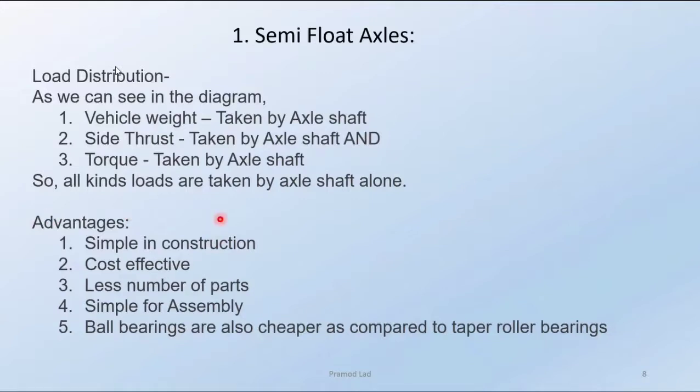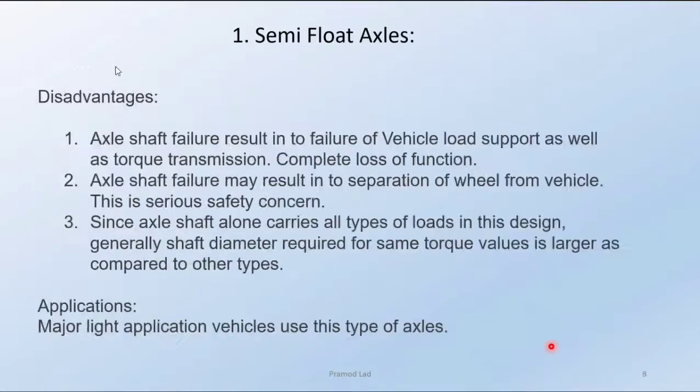So what are the advantages of this type of construction? First, it is simple in construction. Second, it is cost effective. Third, it contains fewer parts. Fourth, it is simple for assembly. And fifth, ball bearings are also cheaper as compared to taper roller bearings. So these are the advantages of the semi-float type axles.